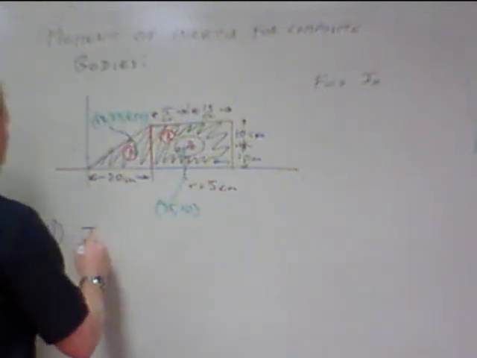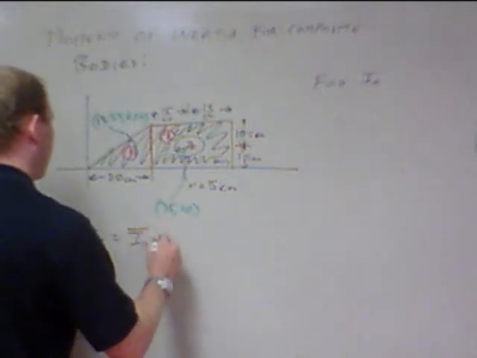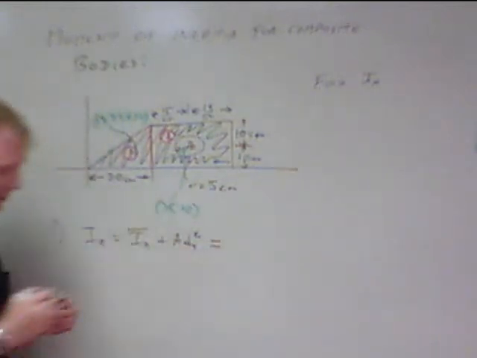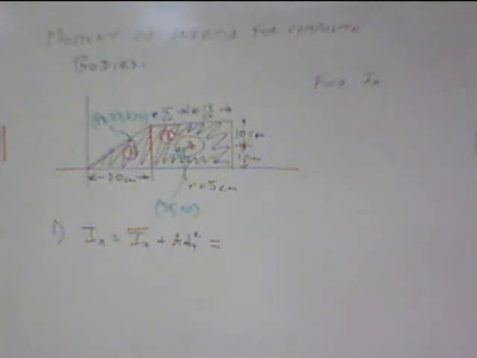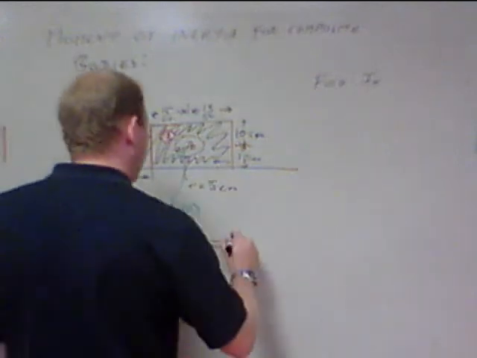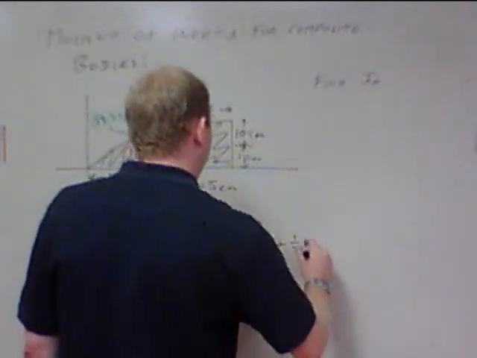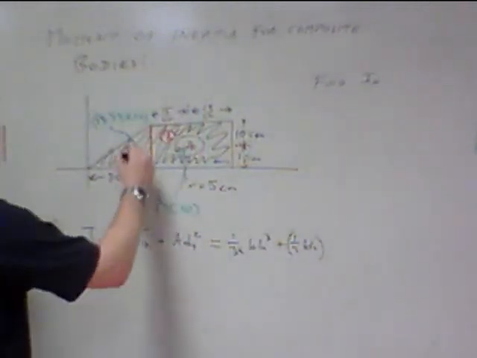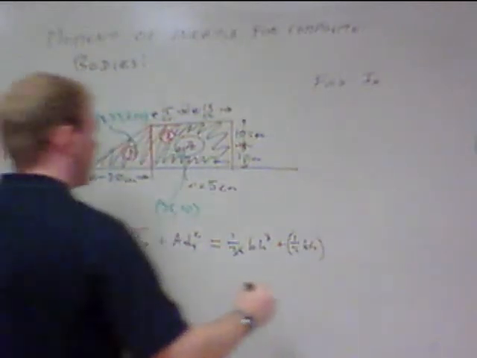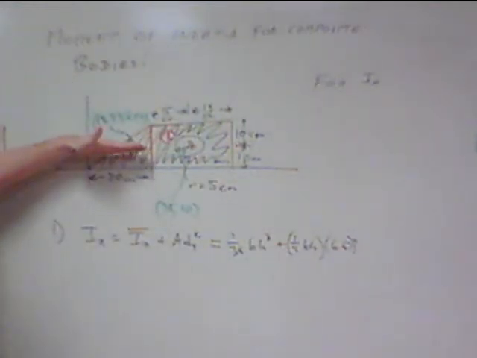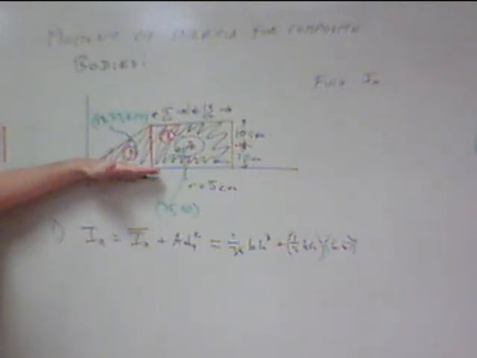Moment of inertia for the triangle: Ix equals Ix bar plus A dy squared. Ix bar we can look up for a triangular area: it's 1/36 b h cubed, plus the area, which is 1/2 base times height, times dy. Our height change in the y here is 6.67 squared, because we're moving from the centroid, which is at 6.67, down to the x-axis where we'd like to take our moment of inertia.